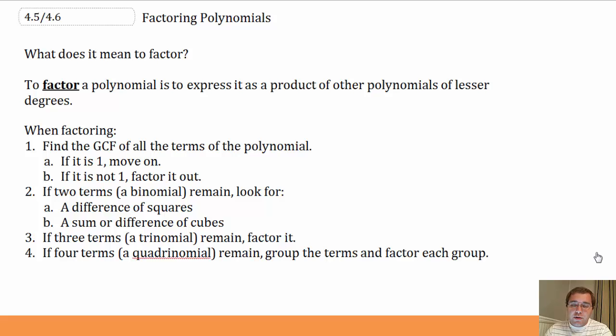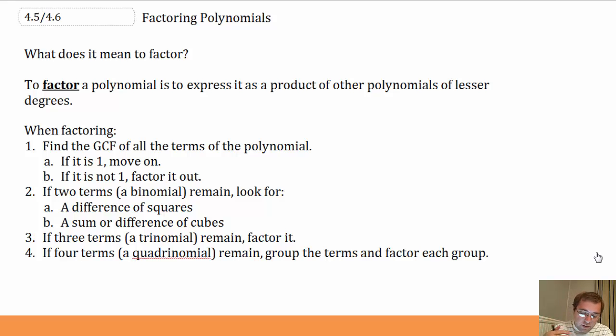This is sections 4.5 and 4.6 of Honors Algebra 2, factoring polynomials. So what does it mean to factor something? Well, to factor a polynomial is to express it as the product, so the multiplication, of other polynomials of lesser degrees. So if we have a polynomial of degree 2, sometimes we can factor it into a product of two polynomials of degree 1.